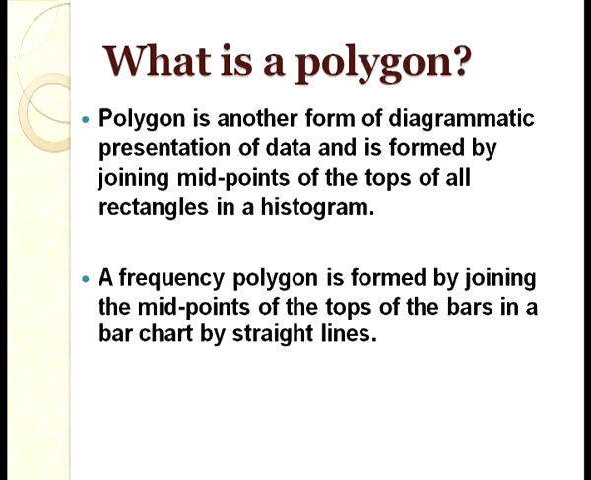So, students, we have learned how to draw a histogram in case of equal class intervals as well as in case of unequal class intervals. Now, let us discuss polygon. What is a polygon? Polygon is another form of diagrammatic presentation of data and is formed by joining midpoints of the tops of all rectangles in a histogram. This means we have to first construct a histogram, right? So, once we construct a histogram, then we have to point out the midpoint on the top of each rectangle. Then join those midpoints.